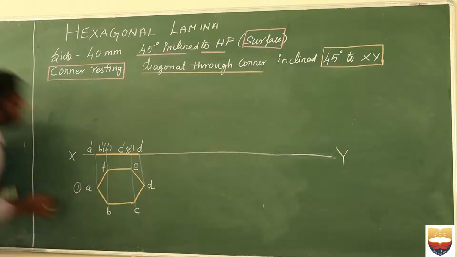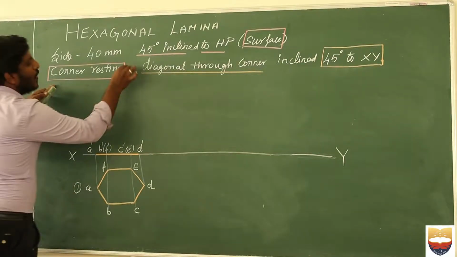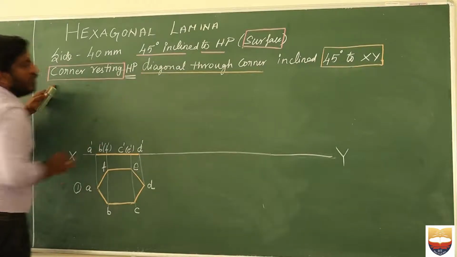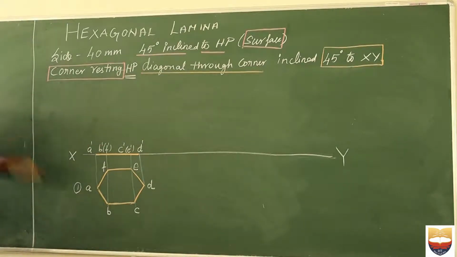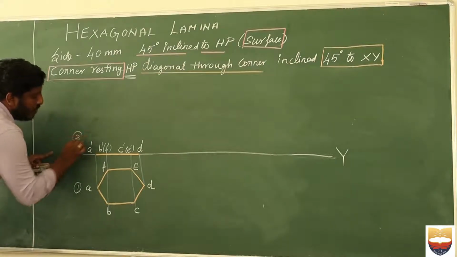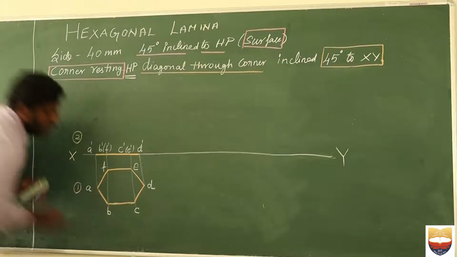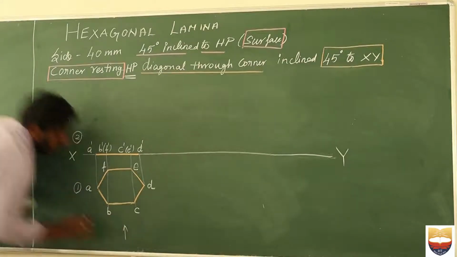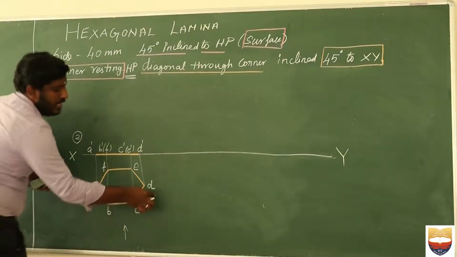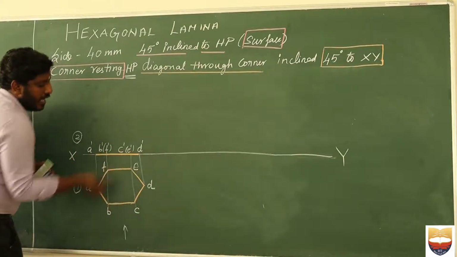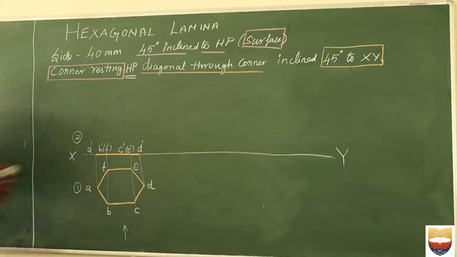As you know, it is given that the corner is resting on HP. I have clearly told you that if anything is resting on HP, first I need to draw my top view, and second I need to draw my front view. So I have simply projected all the points. When I look from here, I can see A, B, C, D. I couldn't see E and I couldn't see F, so I have given them in brackets.